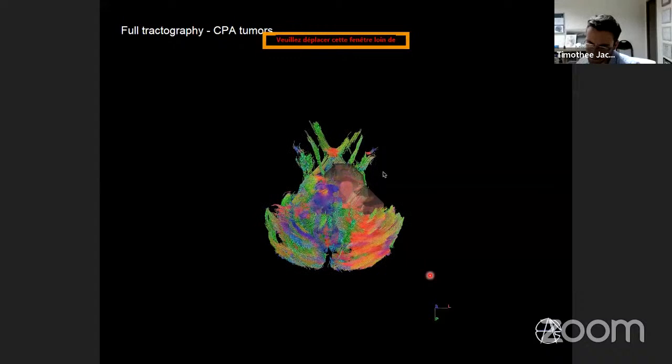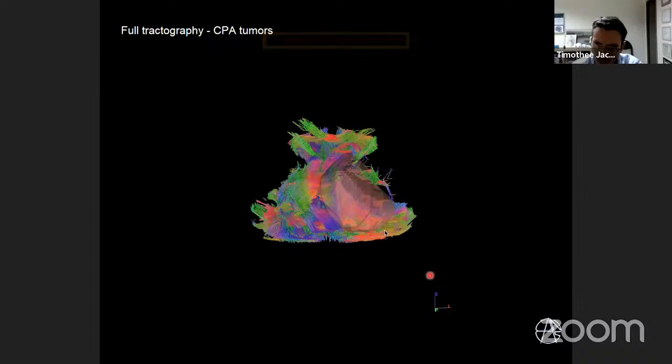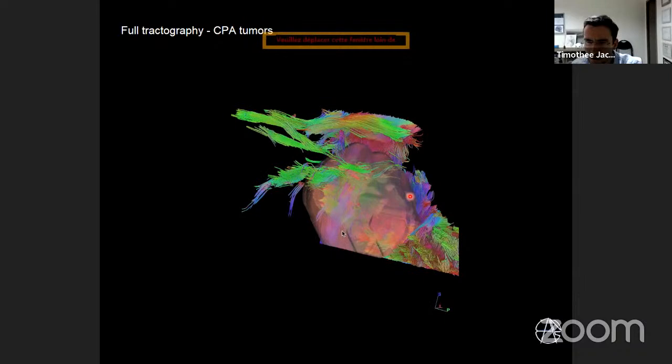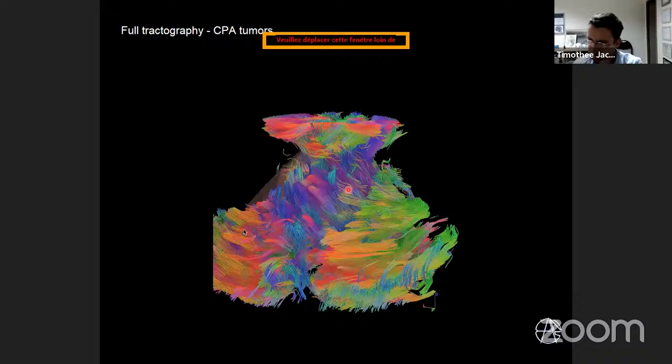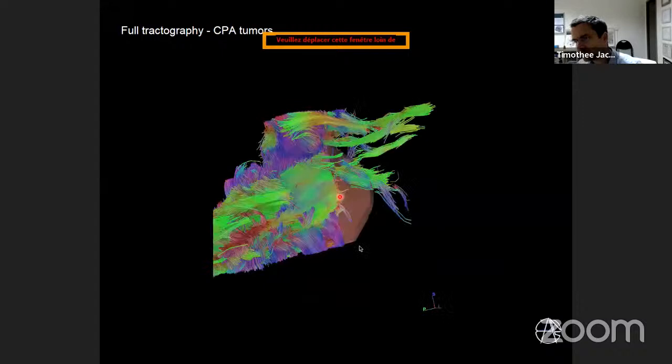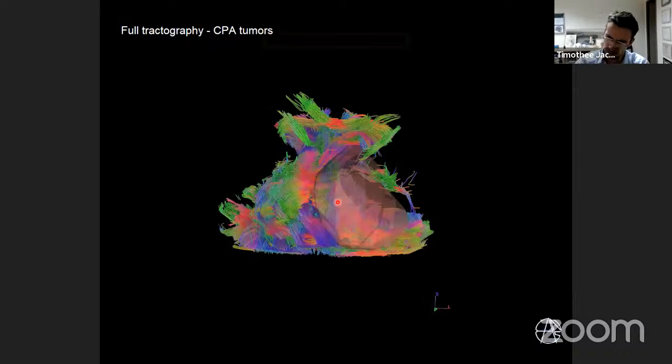And at the end, we hope it will provide an insight into the anatomical environment of the tumor, the way the tumor pushed the brainstem, and the way the tumor displaced the cranial nerves around. So on this picture, you can see the trigeminal nerve pushed superiorly and laterally to the tumor. It was a big meningioma of the inferior petrous apex, inferior petroclival area. So it's just an example of how we can use tractography in clinical practice.